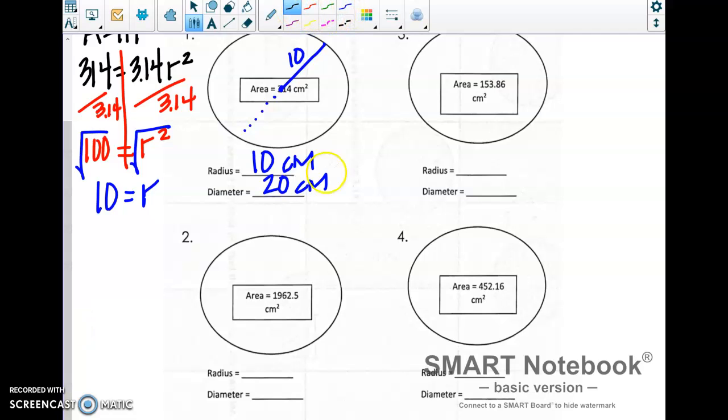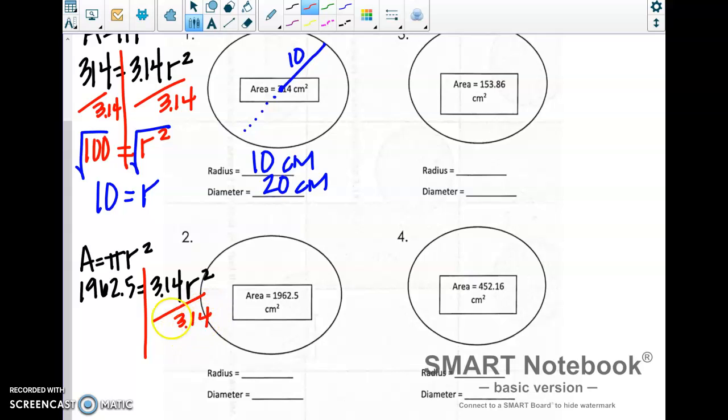Here we are given the area is 1,962.5. Again, I'm going to start with my formula: area equals pi times radius squared. The second step is to plug in the numbers we know. We know the area, 1,962.5 equals pi, which is 3.14, times r squared, since I do not know that. To start to solve this equation, I want to get radius squared by itself. To get rid of pi on this side, I'm going to divide by pi.